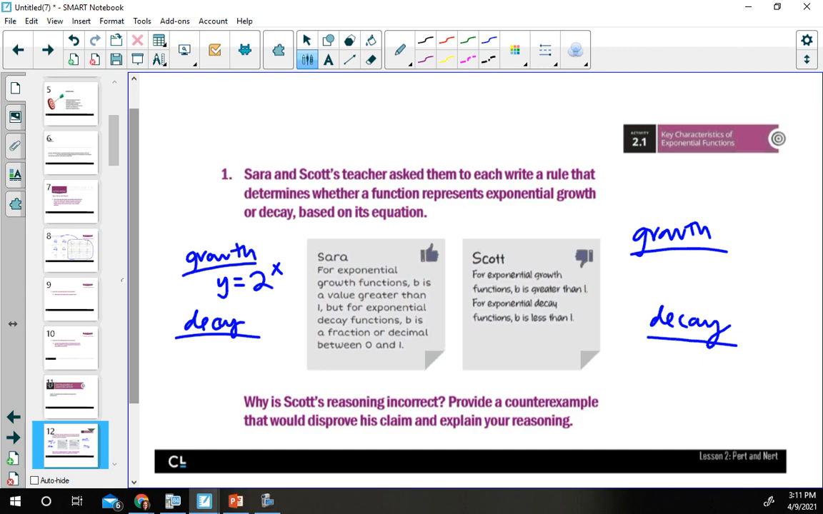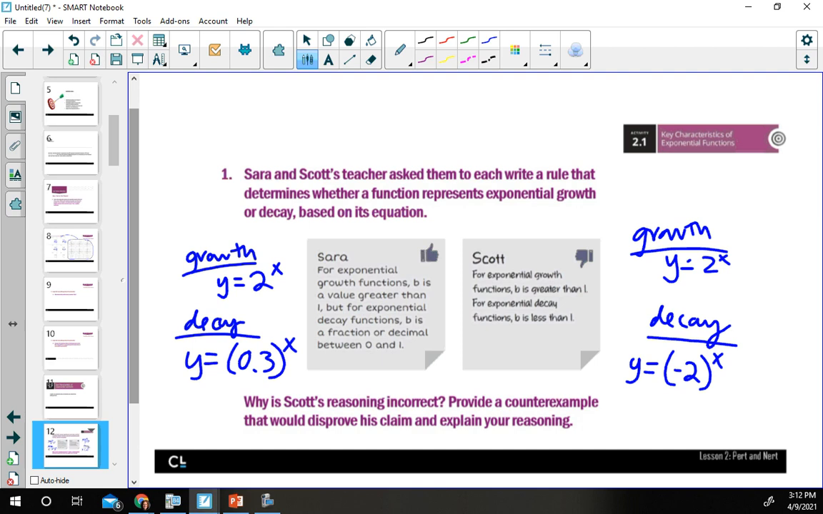The next one says a fraction or decimal between 0 and 1. So if I pick, let's say, 0.3, go ahead and graph 0.3 to the x. It should decay. And Scott says b is greater than 1, so we can use that same 2 to the x, which we already confirmed. But then it says b is less than 1. So something that is less than 1, let's say negative 2.